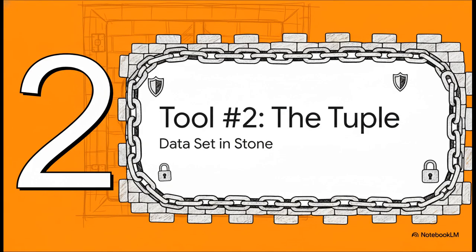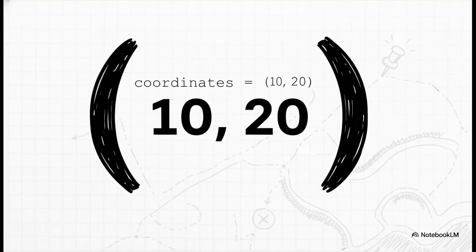Okay, next up in our toolkit is the tuple. And a great way to think about this one is data set in stone. It's kind of like a list's older, stricter sibling who doesn't like change. And right away, you can see the visual cue is different. Instead of those square brackets, tuples use parentheses or round brackets. It seems like a tiny change, just a symbol, but believe me, it makes a huge difference in how it behaves. So here, for example, we're storing a set of coordinates.